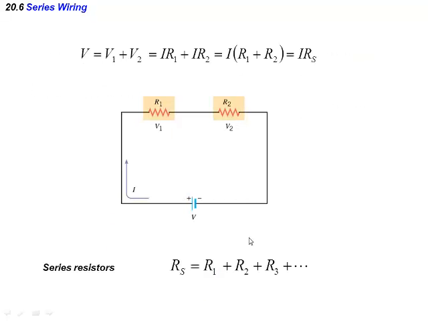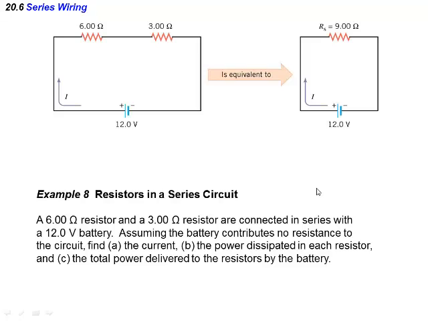To find the series resistance, you just add resistor 1 and resistor 2. We do that because the voltage drop across 1 is I times R1, the voltage drop across 2 is I times R2, factor out an I, and you get R1 plus R2. So that's how we derive the equation for series resistors.